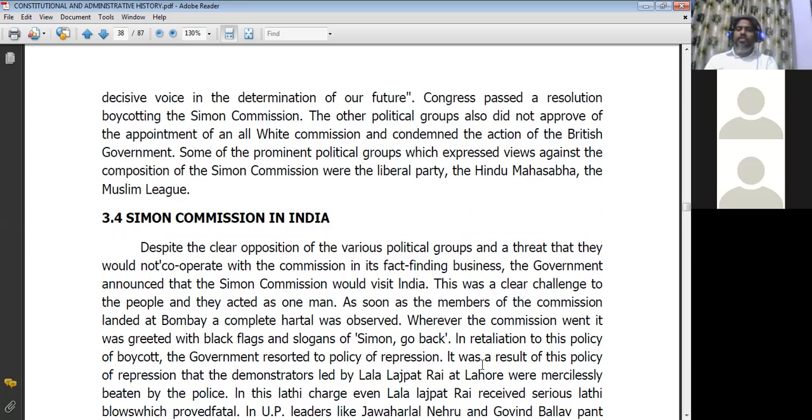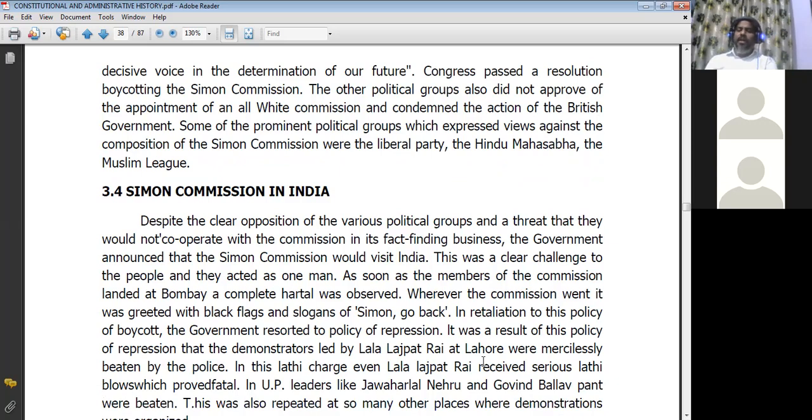In retaliation of this policy of boycott, the government resorted to a policy of repression. It was a result of this policy of repression that demonstrators led by Lala Lajpat Rai at Lahore were mercilessly beaten by the police. In this lathi charge, even Lala Lajpat Rai received serious lathi blows, which proved fatal.